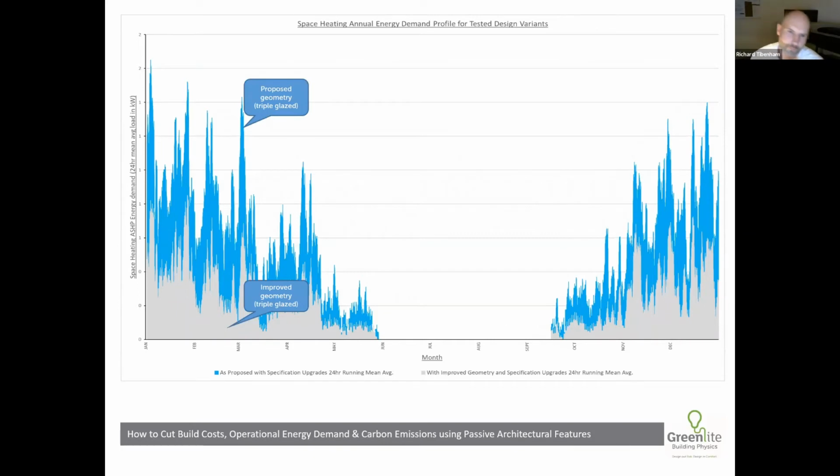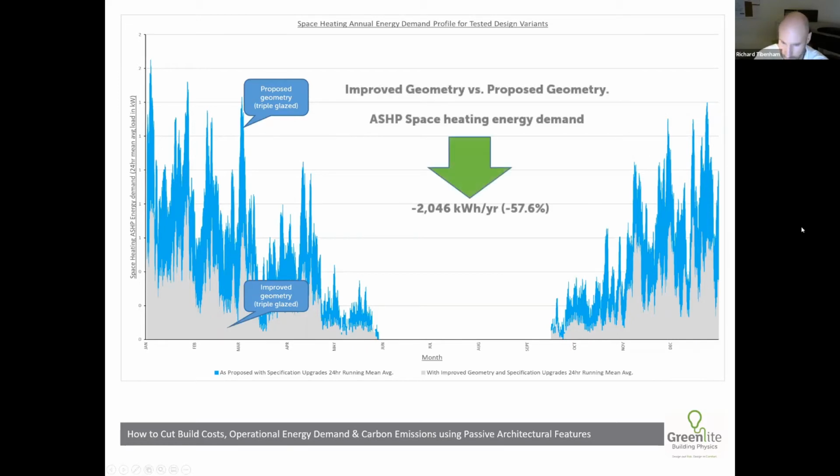Here's the two graphs. The blue graph here shows the space heating energy demand for the proposed geometry. The grey graph shows the space heating energy demand for the improved geometry. Reduction 57.6%. So you can reduce the space heating energy demand by nearly 60% simply by changing the shape of the building.